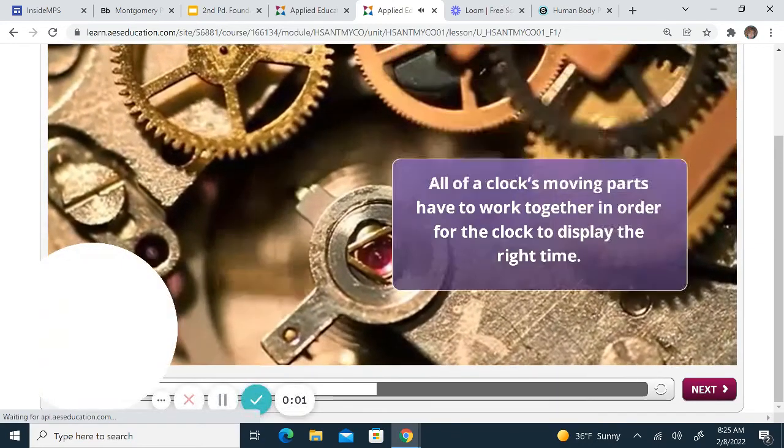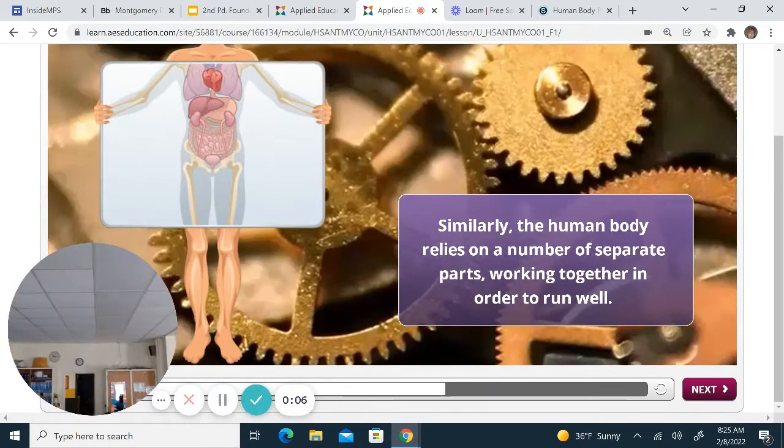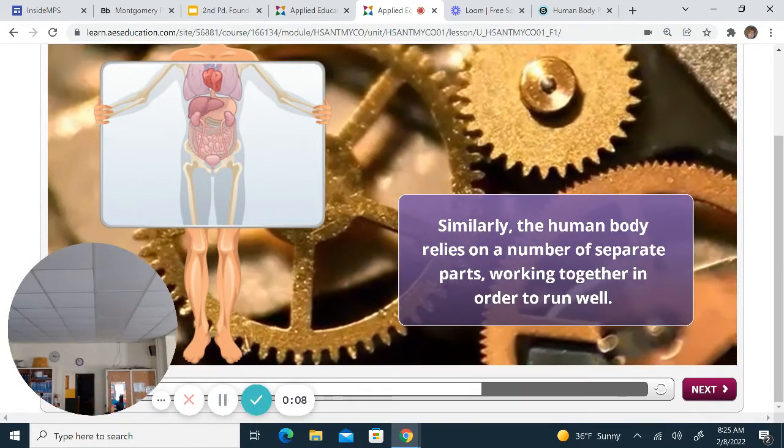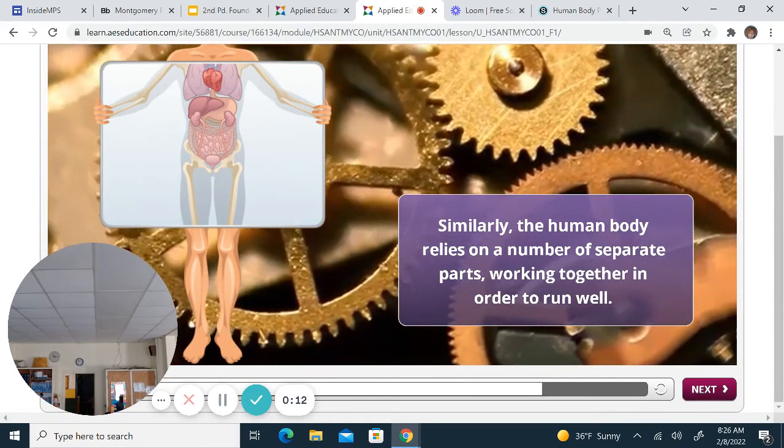Similar to a clock, the human body relies on a number of separate parts, working together in order to run well. If one part is not functioning properly, the other parts can be negatively affected.